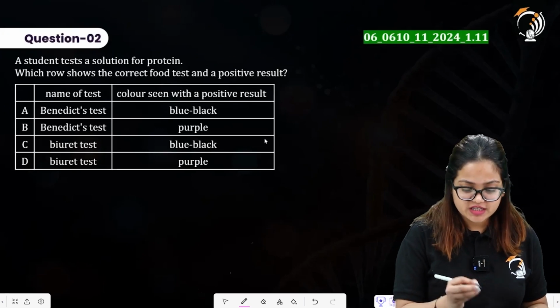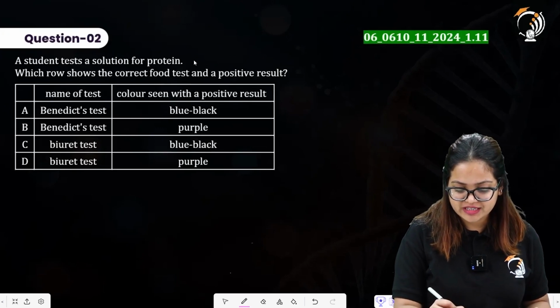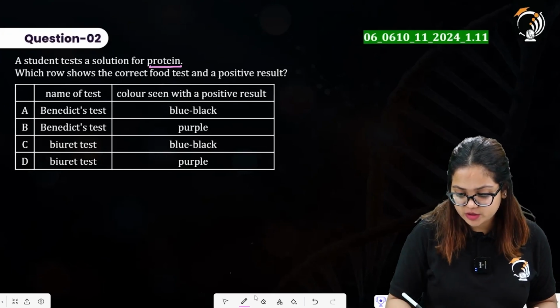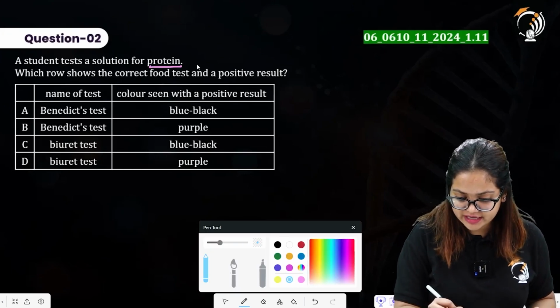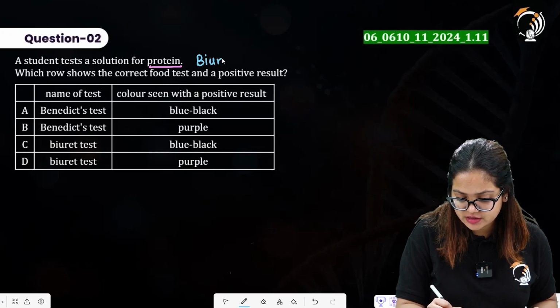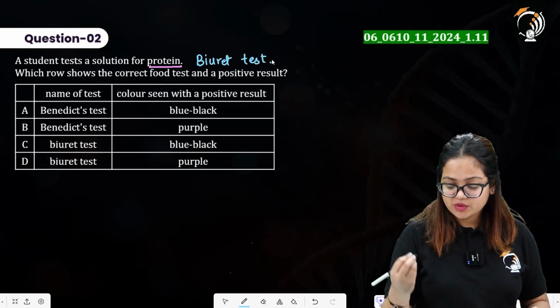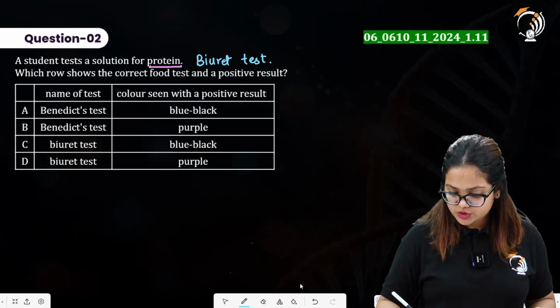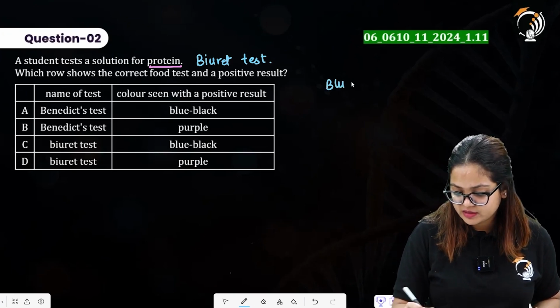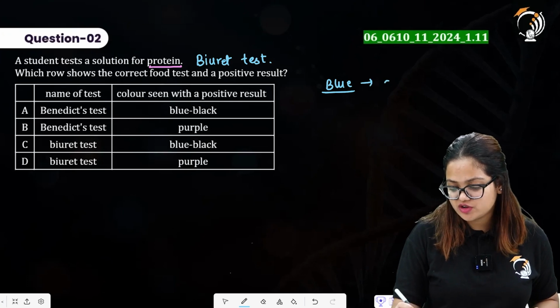The second question is, a student tests a solution for protein, and what is the test that we use for the presence of protein? That is the biuret test. All right, in which if the solution remains blue in color, that means there is absence of proteins.